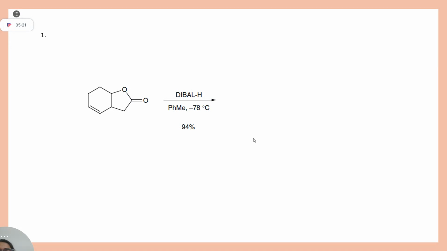So, the first problem for today's session: you have this lactone, and you are given only one equivalent of DIBAL-H. Now, could you please guess what will be the product? Could you please tell me what can be the possible product? You think over this. Till then, let me show you some mechanism. DIBAL-H, what is the full form of DIBAL-H? Diisobutylaluminium hydride, right?